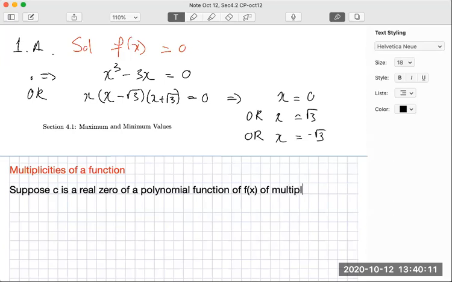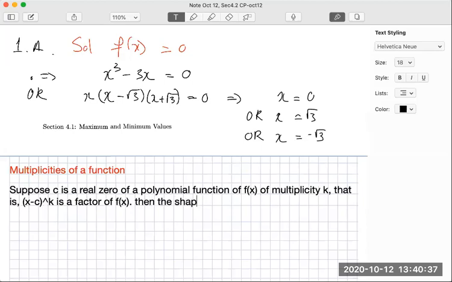of multiplicity k, that is, x minus c to the k is a factor of the function f of x, then the shape of the graph of f of x near c is as follows.